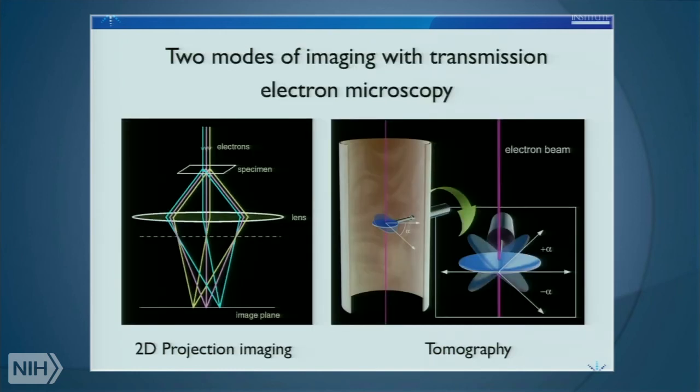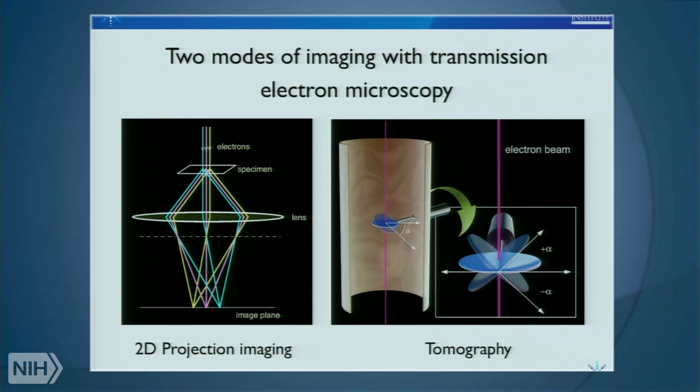By way of introduction to imaging with transmission electron microscopy, here are two modes in which we collect information in an electron microscope. On the left is the approach that is typically used in cryo-EM and single particle cryo-EM, where in an electron microscope that is very much like a light microscope, there's a lens, there's a source of radiation, a specimen. We can collect information in either the diffraction plane or in the imaging plane.